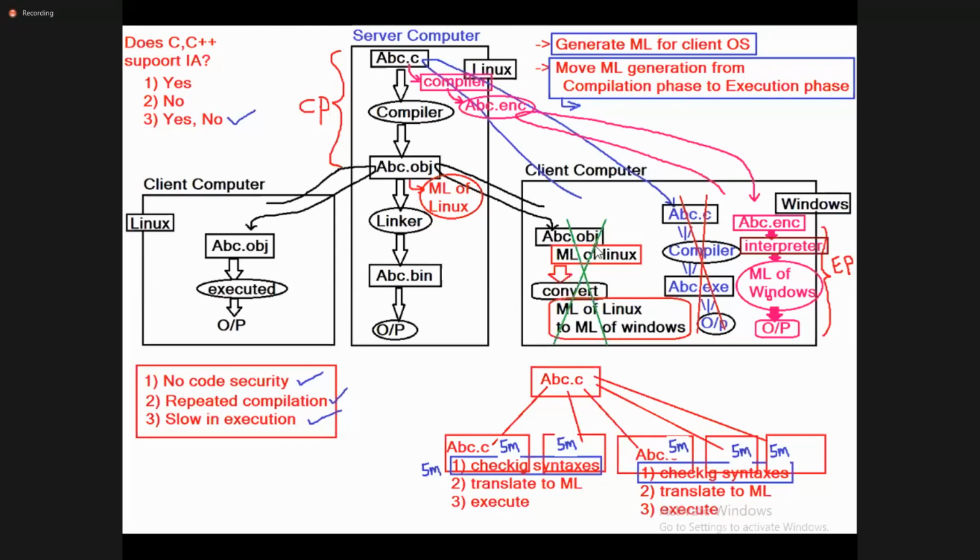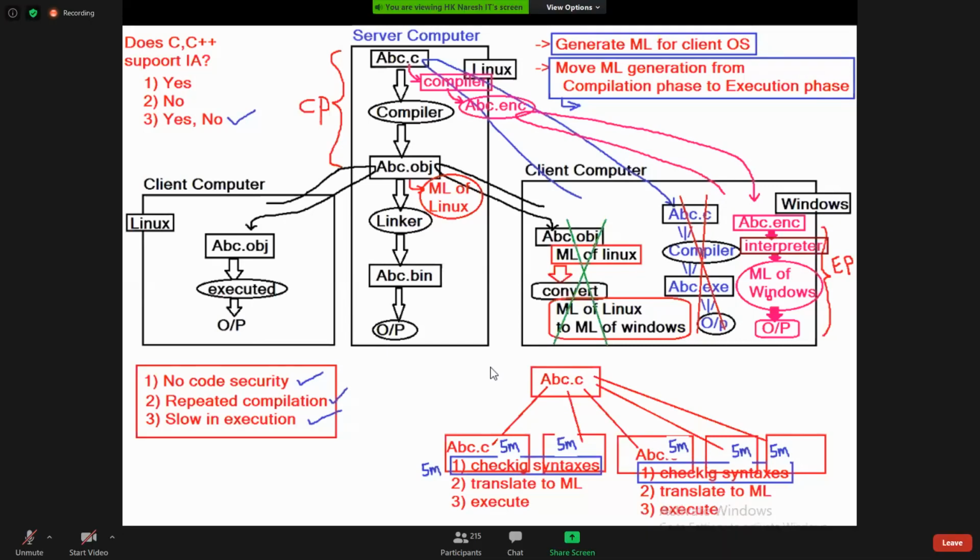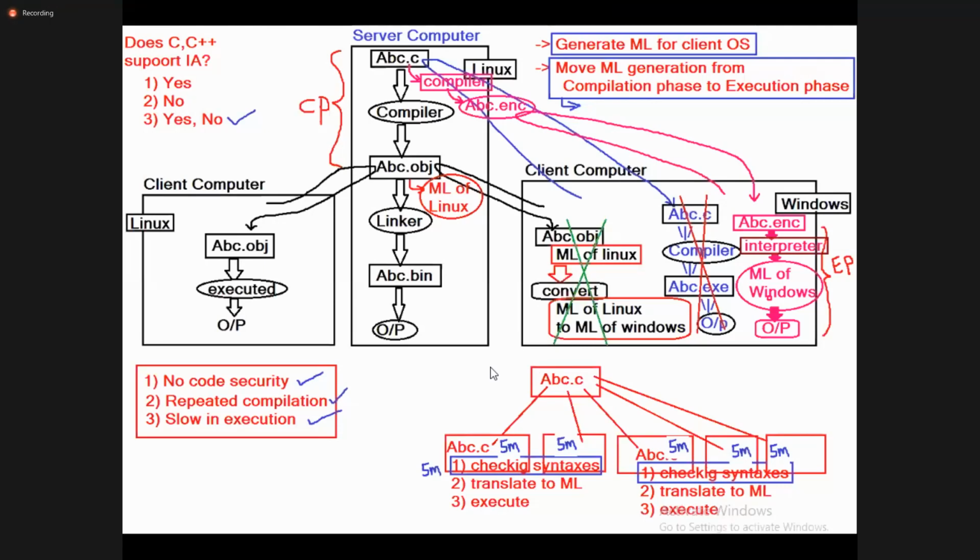Now, all the people try to answer. If you want to achieve platform independency, it means develop the program in one operating system and run that program in another operating system. That is the target of platform independency. In order to do that, you must generate machine language of the client operating system. That is the first thought that should come.